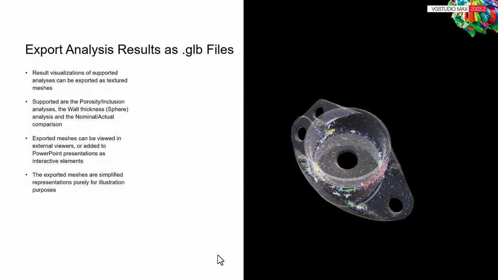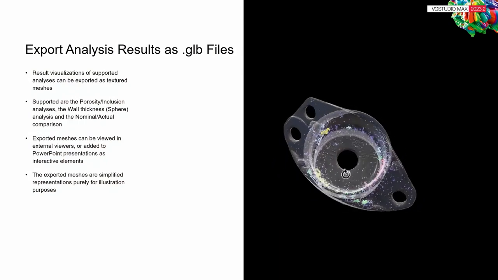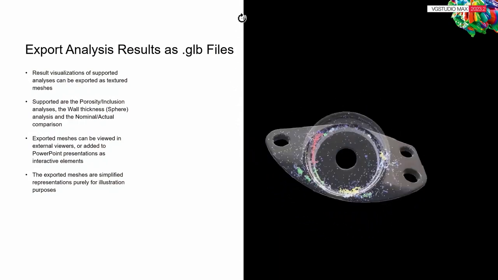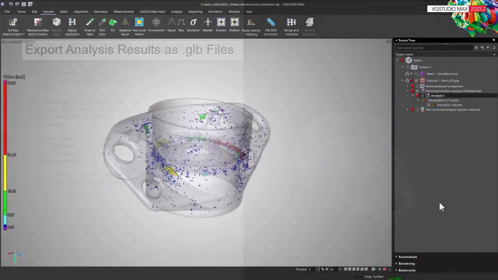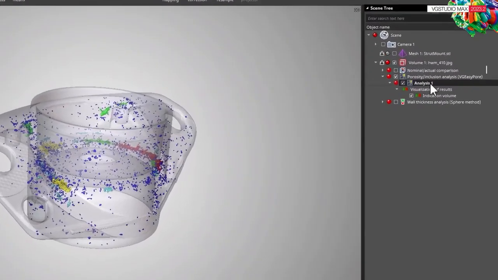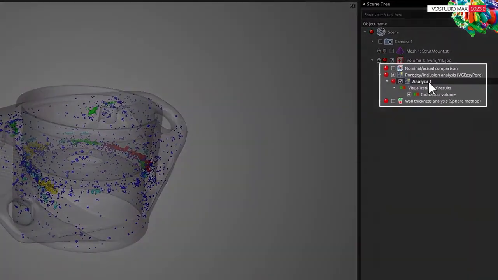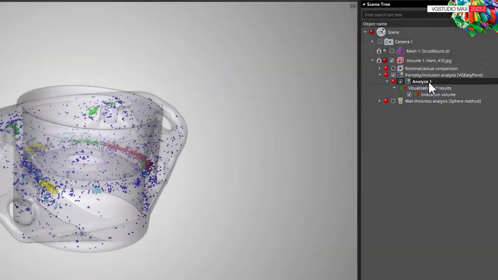Now for the other 3D feature. This one will help you make a lasting impression at your next presentation, we promise. We call it Export Analysis Results as GLB files. It allows you to export the visualization of the results as a textured mesh in GLB format. It works with nominal actual comparison, porosity inclusion analysis, and wall thickness analysis in sphere mode.